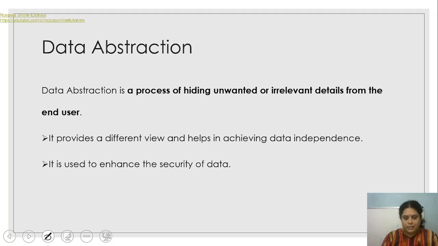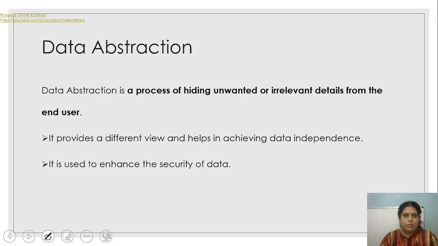Data abstraction. I think you're all familiar with this word, data abstraction. We've already learned it in C++ when you would have learned in your first PU, or even here in the second PU in object-oriented concepts. The same definition holds good here even for the databases. It is a process of hiding unwanted or irrelevant details from the end user. Irrelevant means which is not important. So we have learned data abstraction is the act of representing only the essential features of an object and hiding the background details. So the same thing holds good here.